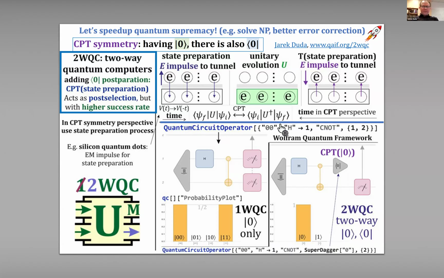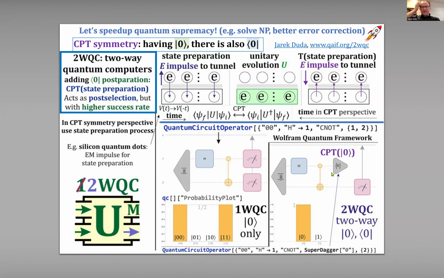One approach to reach it is, for example, silicon quantum dots, where the state preparation is performed by an impulse of electric field to tunnel electrons to the dots. Performing a reverse impulse at the end, from the CPT perspective we would get the ordinary state preparation. So looking backward in time, we would get state preparation here, and then we would reverse this process. If the state preparation is performed by an impulse of electromagnetic field, we can just use a reverse impulse to get a process which, from the CPT perspective, is the original state preparation process. It should act as this preparation from the end. So we can evolve this situation also back in time, starting with state preparation here.